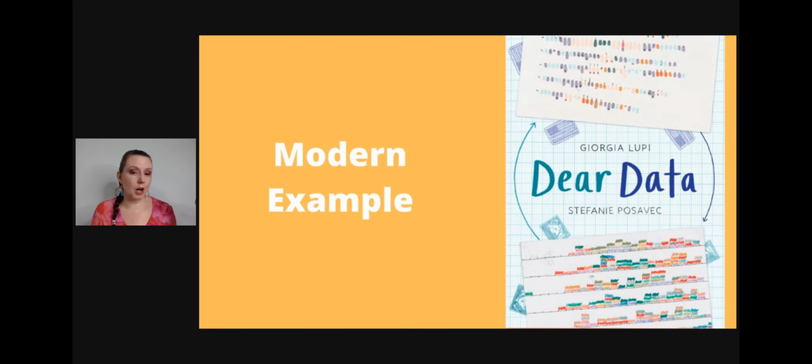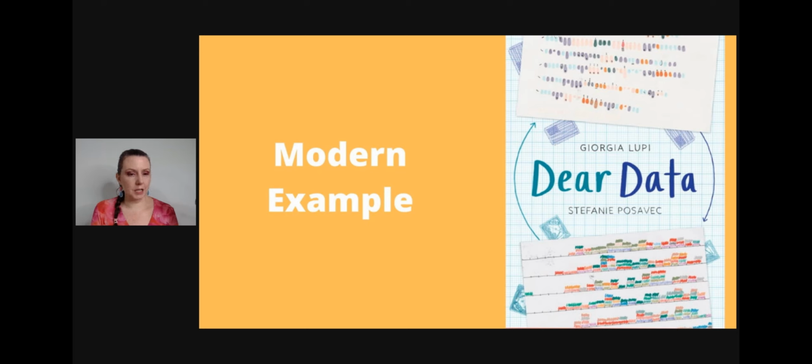Now, let's bring in a modern example. There's a great book by Giorgia Lupi and Stefanie Posavec, and they are just people who love data and love data visualizations. They corresponded with each other as pen pals, sharing their various data visualizations. So again, back to the pen and paper of data visualization. And it's a great book.